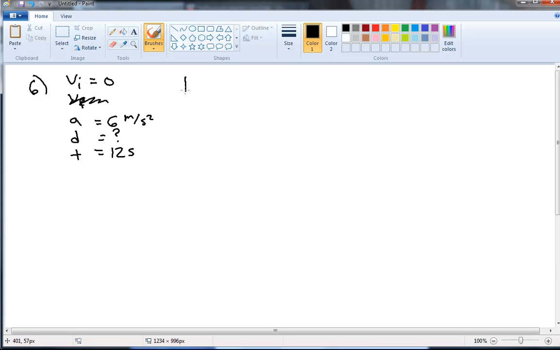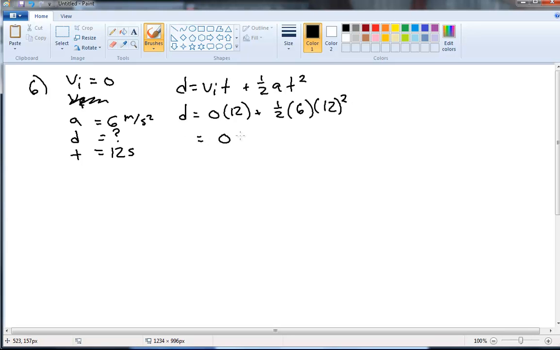We certainly do. Distance equals VIT plus 1/2 AT squared. Right, we just have to plug in. D is the unknown. VI was 0, times T, which was 12, plus 1/2, A was 6, T was 12, and that's 12 squared. 0 times 12 is 0. 1/2 times 6 is going to be 3. 12 squared is going to be 144.